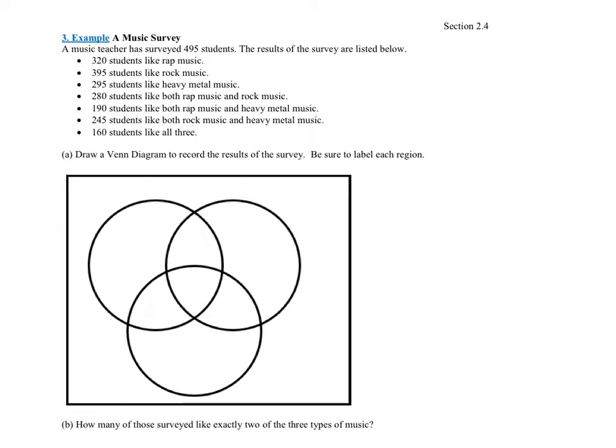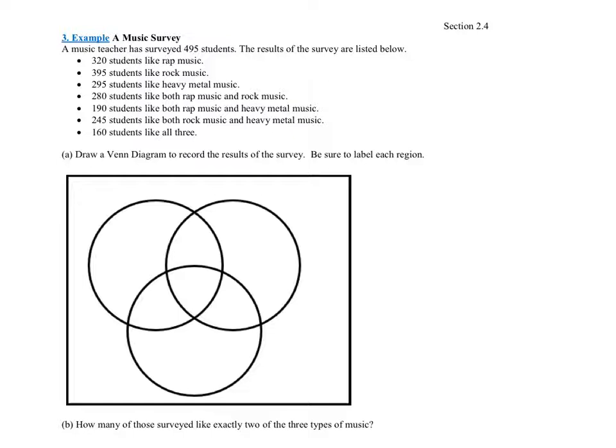It says example 3. A music teacher has surveyed 495 students. The results are listed below. 320 students like rap music, 395 like rock, 295 like heavy metal, 280 like both rap and rock, 190 like both rap and heavy metal, 240 like both rock music and heavy metal music, and 160 students like all 3.